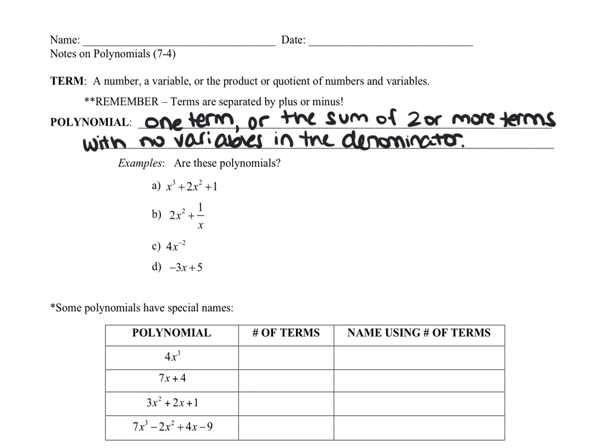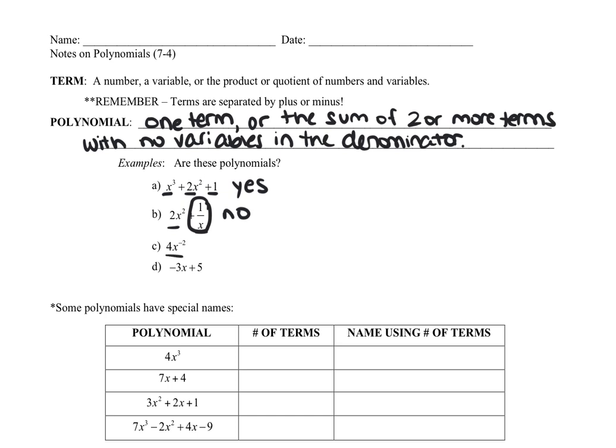So when we look at A, we have 1, 2, 3 terms, and none of them have variables in the denominator. So the answer here would be yes. In B, we have 1, 2 terms, but because of this term right here, having a variable in the denominator, we cannot classify that as a polynomial. So the answer would be no.